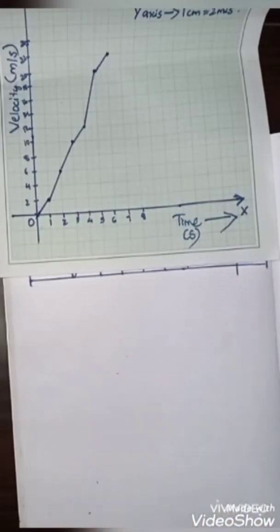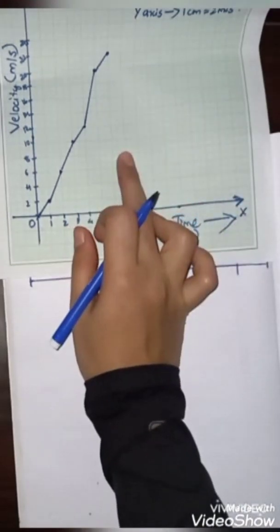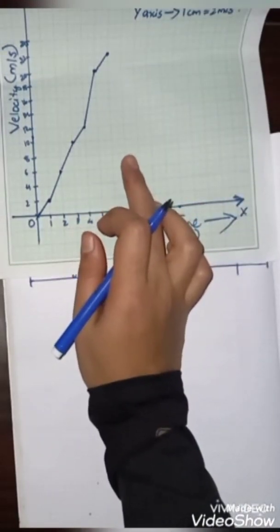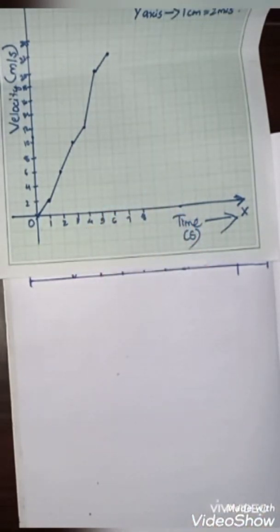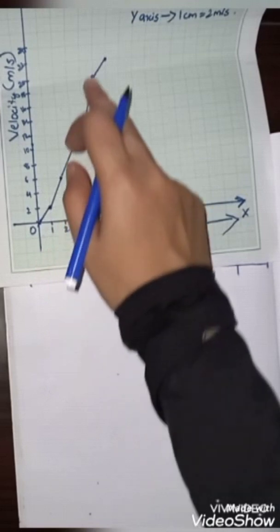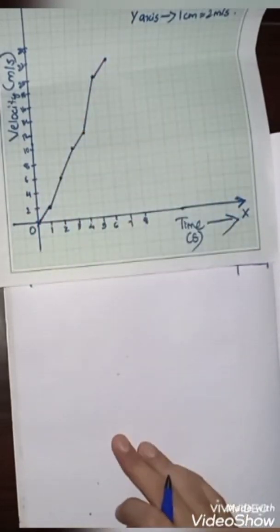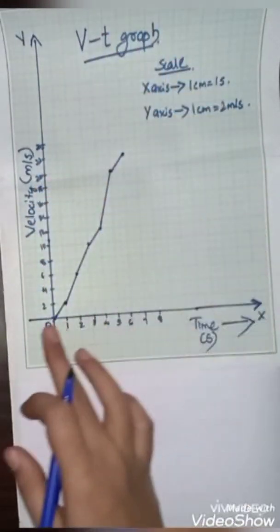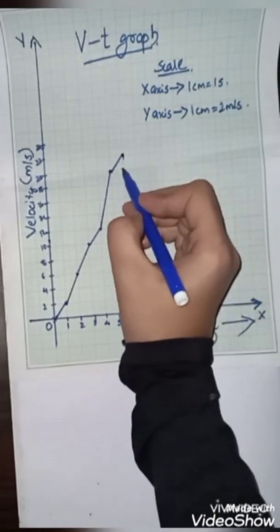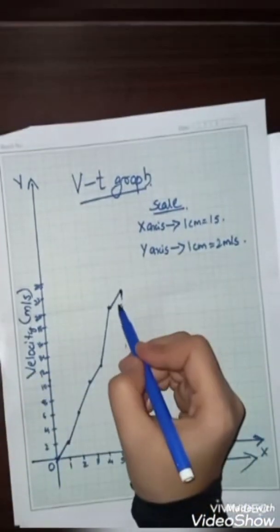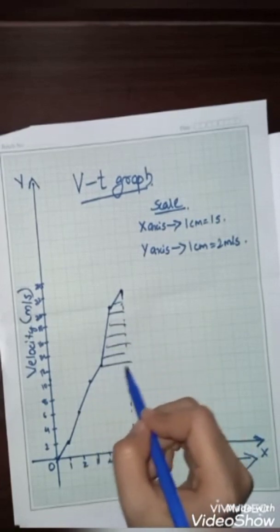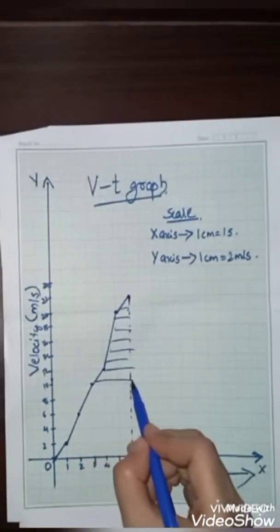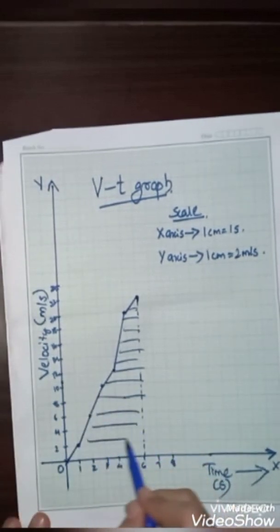There are two important things you have to notice. First, by using this graph, we can calculate the distance. The distance traveled for this velocity time graph is the area under the graph. This is our graph, and the area under this graph gives the distance.